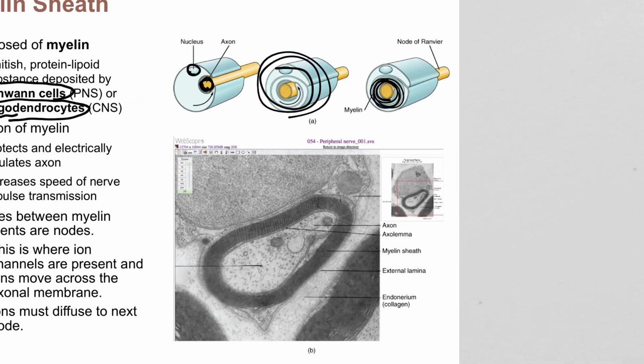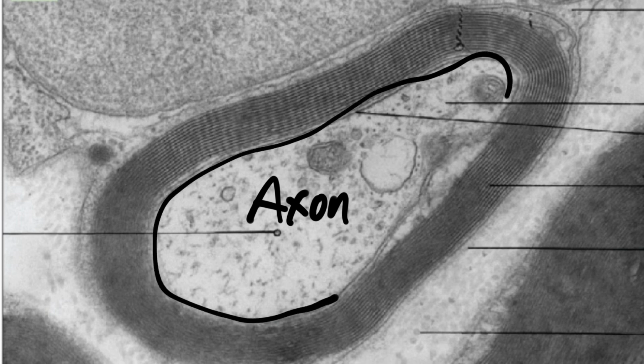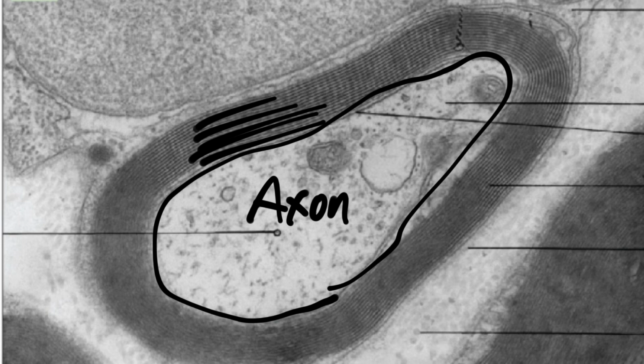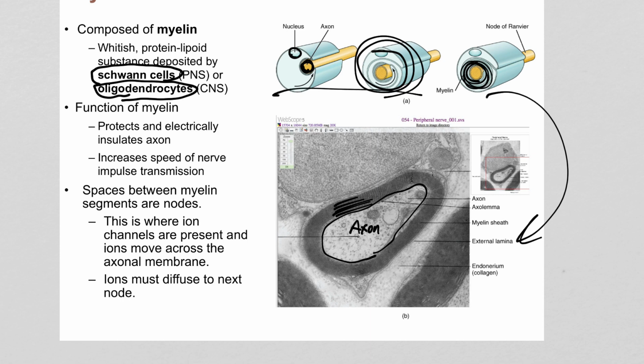Okay, so when you look at this picture from an electron micrograph, notice all of these lines, right? This is the middle of the axon right here. If the axon was like a tube, we're staring down the tube, and all of these lines that you see like tree rings, each one of those is one layer of membrane that these cells left deposited around the axon when it developed.